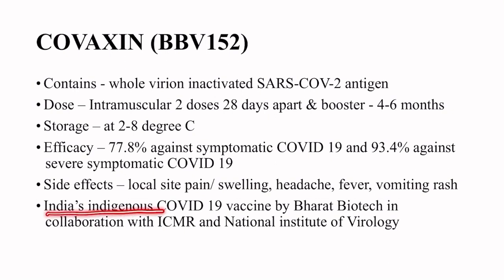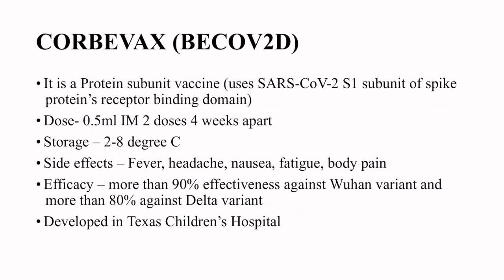It is India's indigenous COVID-19 vaccine and it is developed by Bharat Biotech in collaboration with ICMR and the National Institute of Virology. Next is CORBEVAX. It is a protein subunit vaccine and it uses the spike protein as we already seen.